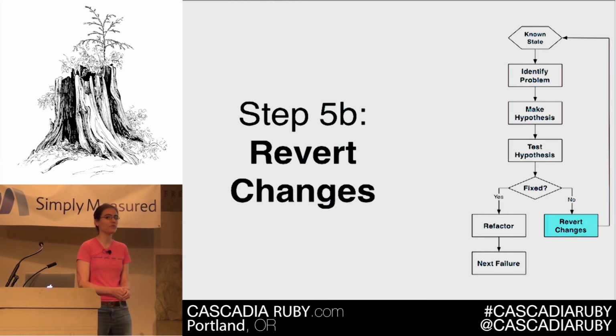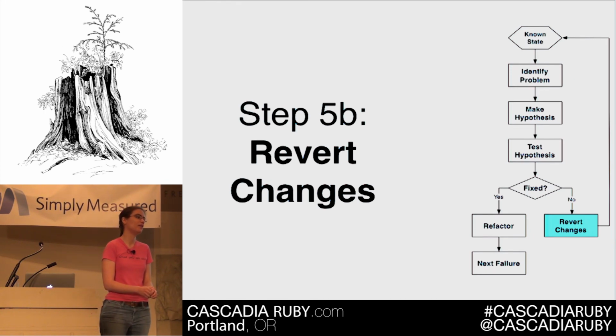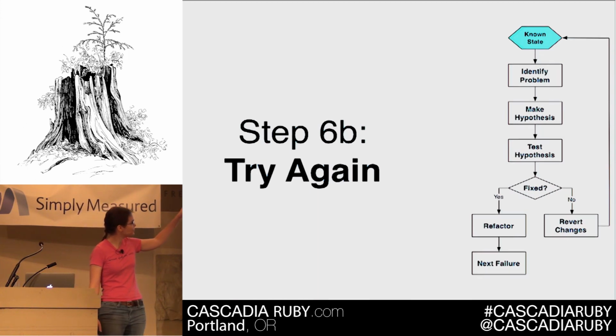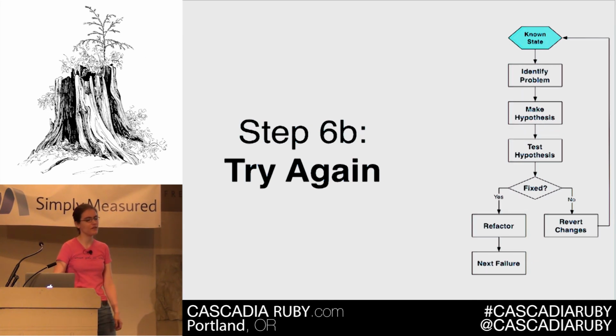You need to get back to a known state because otherwise you've got a mix of half a fix of one and half a fix from a different idea, and it's going to be impossible to clean up. And then you get to try again. And if you look carefully, you'll note that my arrow goes all the way back to the top, to the known state. And then you have to identify a problem again.